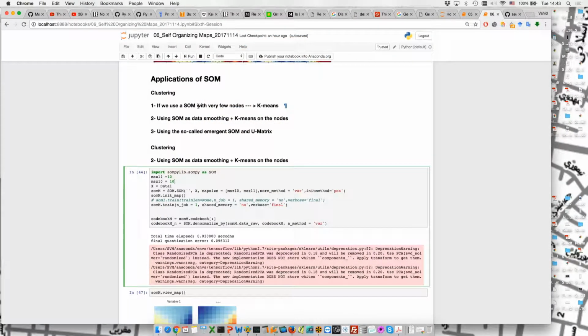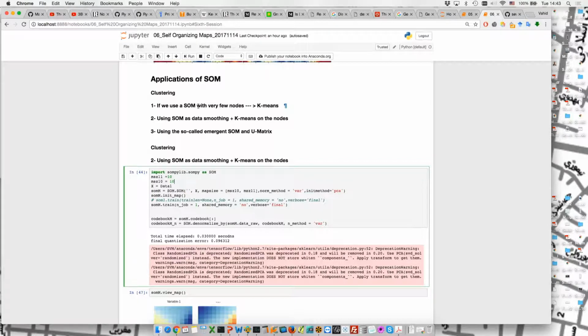So this was a very basic application. In principle, you don't need to use k-means. If you use SOM, you already have k-means, so you can use SOM for clustering. If you reduce the number of nodes, for example to 4, this is similar to k-means, right? If you increase the number of nodes, you can think of it as a kind of smoothing on your data, because they are locally sampling the data, and then on top of that you can use k-means. This is usually a better way than using k-means directly.